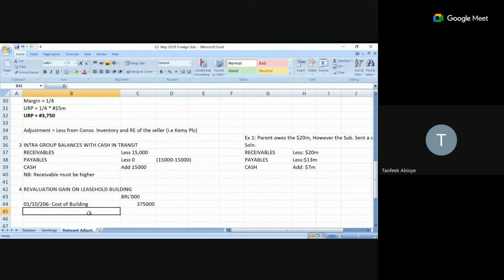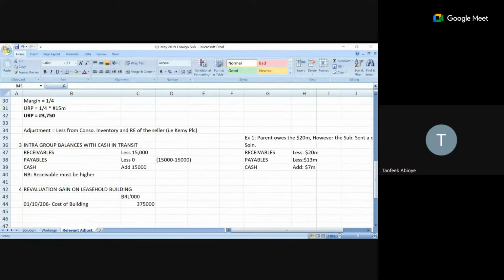Please, let's go and check our balance sheet. How much is the 10% loan note for Kemi PLC? How much is it? Let's check in our balance sheet in the question. Let's use the chat box, please. How much is the loan note in the balance sheet for Kemi?